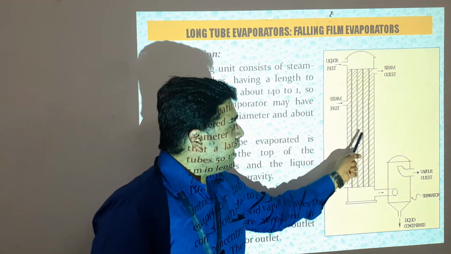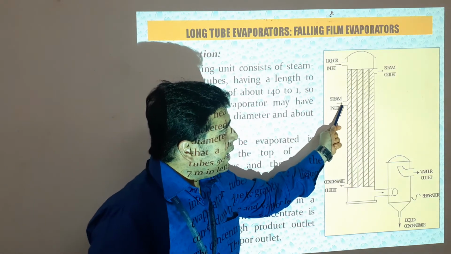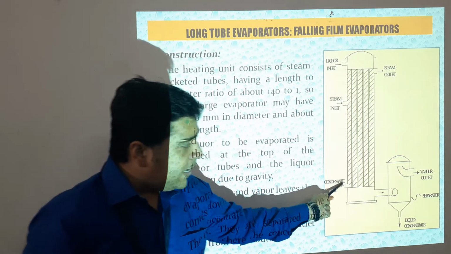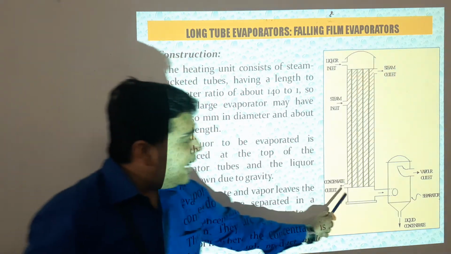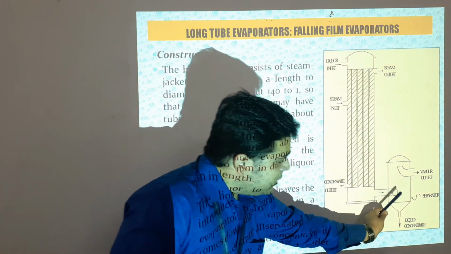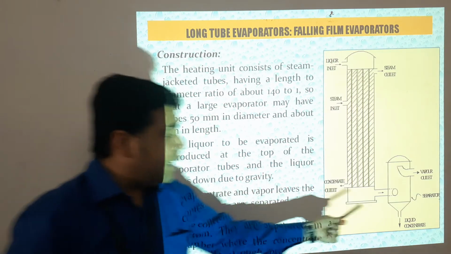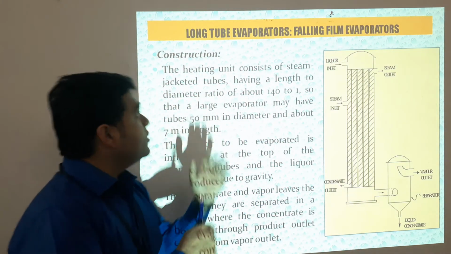These are the steam jackets, and these are the slender tubes. So this is the steam inlet, and this is the steam outlet, and this is the condensate outlet, and here, because the film is coming down, the liquor is connected here only, which is then going to the separator, and then the vapor part and the concentrated liquid part is separated. Let us see its construction.